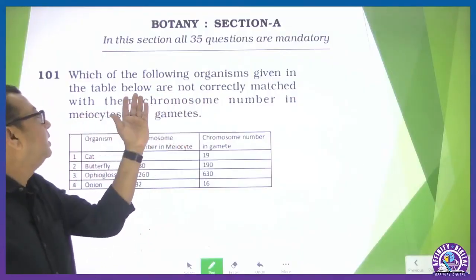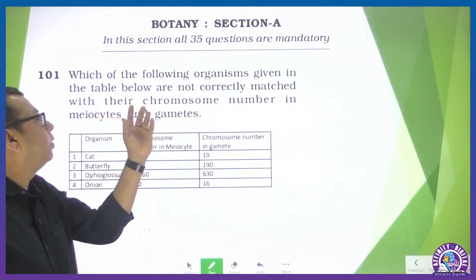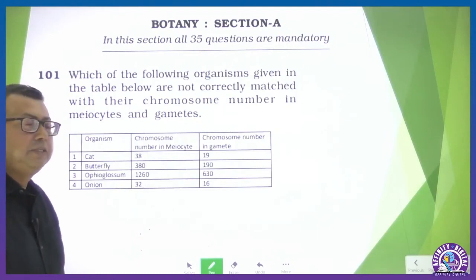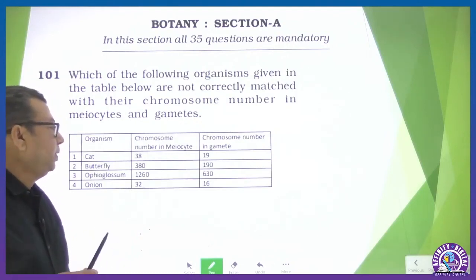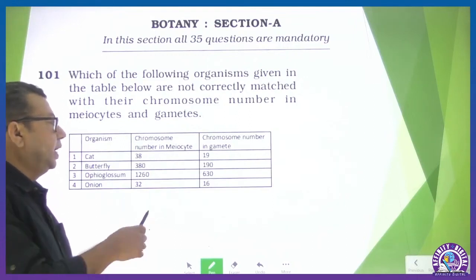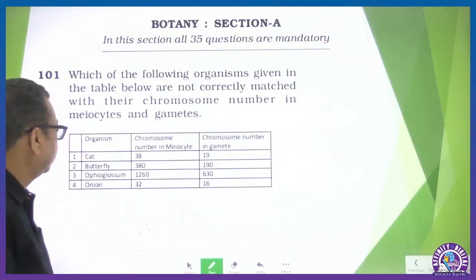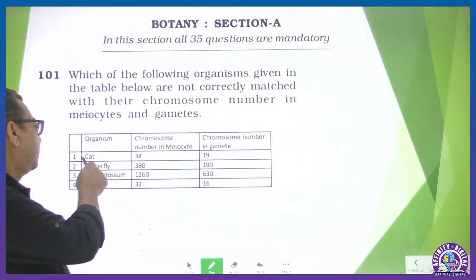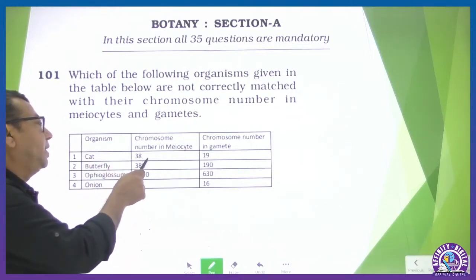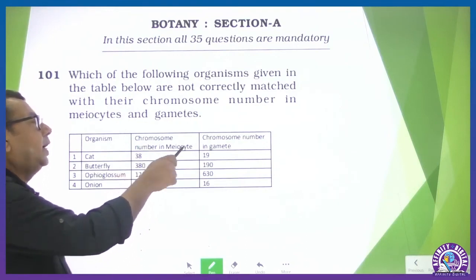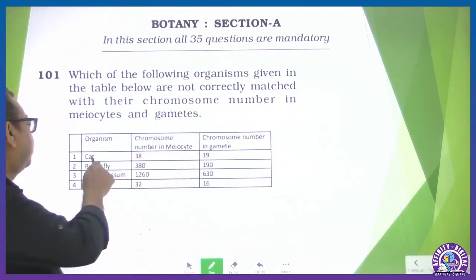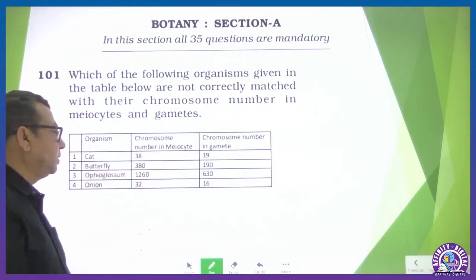Which of the following organisms given in the table below are not correctly matched with their chromosome number in meiocytes and gametes? As you know, meiocytes are diploid cells and gametes are always haploid. So, for the first three options, the number of chromosomes in meiocyte and the number of chromosomes in gametes are correctly matched.